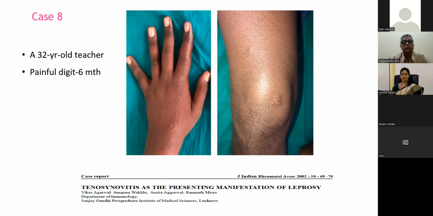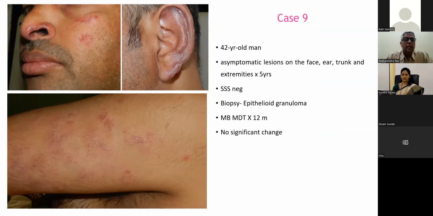So we have done with some of the cases of leprosy which mimic other conditions. Now there are some other conditions which were originally thought to be leprosy, but after further evaluation, we confirmed that they were not actually leprosy patients. This man is a 42-year-old man who had erythematous nodular lesions all over the face and extremities, as well as earlobe infiltration.